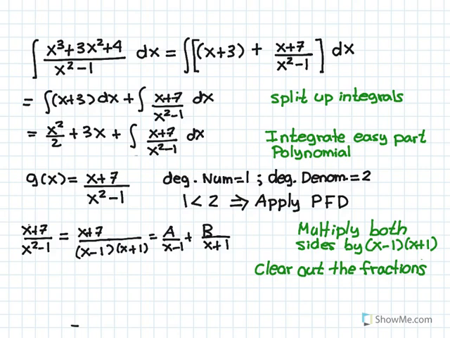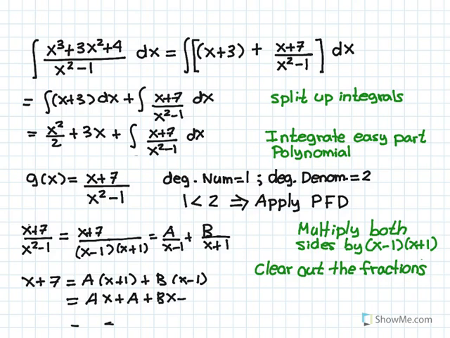So now let's multiply both sides by x minus 1 times x plus 1 so we can clear out the fractions. We will get x plus 7 is equal to A times x plus 1 plus B times x minus 1. Let's multiply this all out. We get Ax plus A plus Bx minus B.